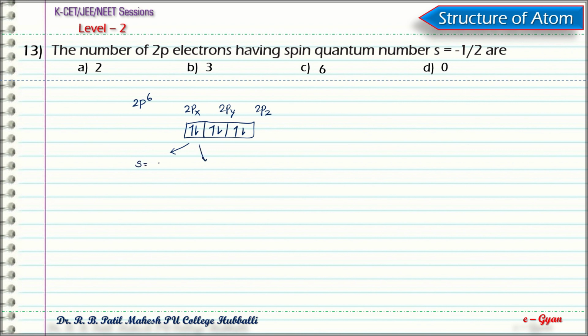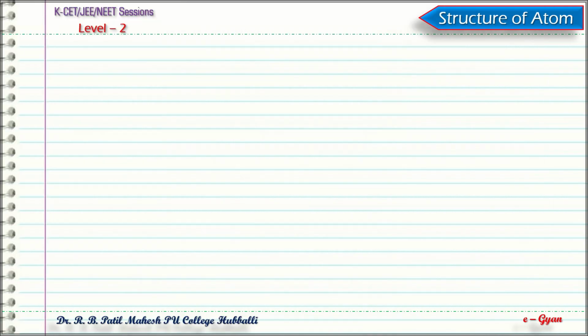With respect to spin quantum number, the one with the up spin or clockwise direction gives a plus half value, whereas the second one gives a minus half value. So such minus half values: 1 electron, 2 electrons, 3 electrons. So 2p contains 3 electrons with S equal to minus 1 by 2. The correct option is option B. Moving to the next question.